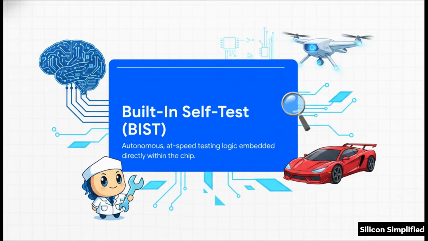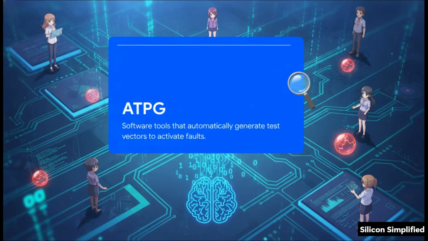Next up, we have BIST, or built-in self-test. You can think of this as giving the chip its very own internal doctor. BIST enables autonomous, at-speed testing directly within the logic and memory blocks of the chip itself. This is huge because it dramatically reduces the reliance on incredibly expensive external automatic test equipment, or ATE. The chip essentially generates its own test patterns and checks its own responses. This is absolutely critical for automotive and aerospace applications that demand constant on-the-fly diagnostics while they're actually out in the field. And guiding all of this is ATPG, Automatic Test Pattern Generation. ATPG acts as the software brain of the entire operation.